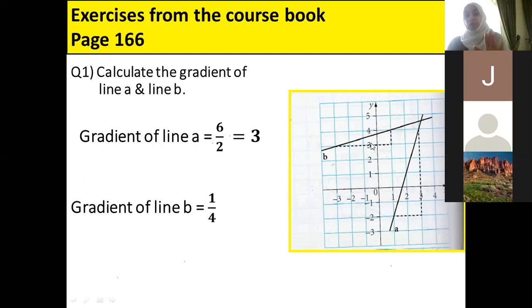Jana, by the way, and everybody, we can write the gradient as a decimal. We can write it as a fraction. We can write it as a positive or negative number. Yes, we can write it in these forms. Is that okay? So if you said 0.25 also, that would be accepted. Thank you very much, Jana. Okay, let's go on.